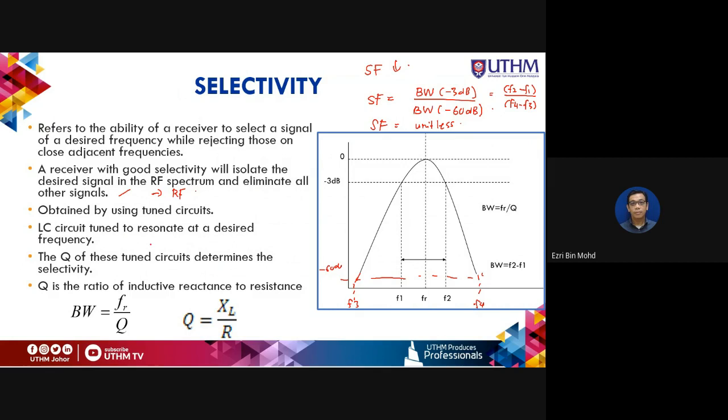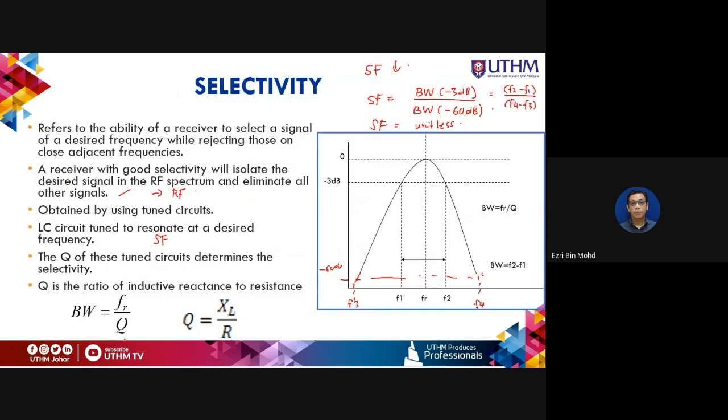Okay, besides shape factor, we can also represent the selectivity by mentioning a Q value. So what is the Q value? The Q value is the ratio of inductive reactance XL to resistance R. So Q equals XL over R, and its bandwidth can be calculated by dividing the resonant frequency by the Q ratio.